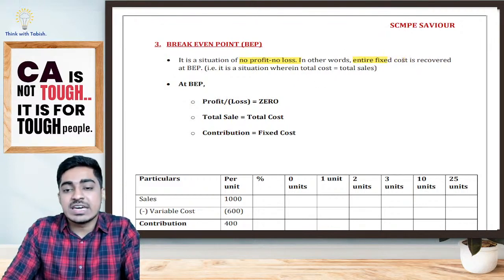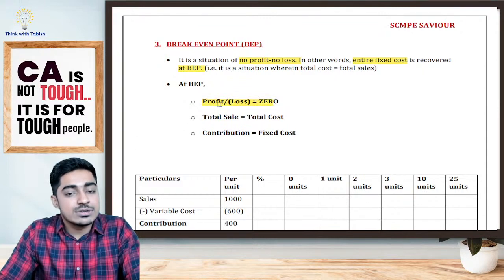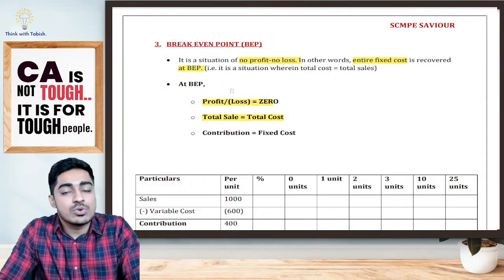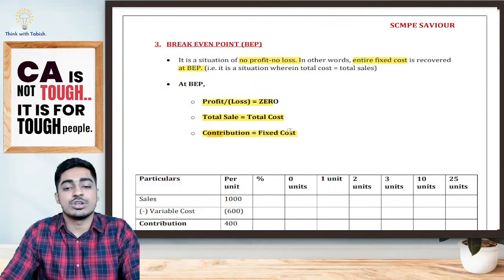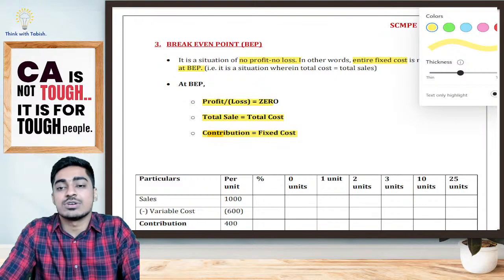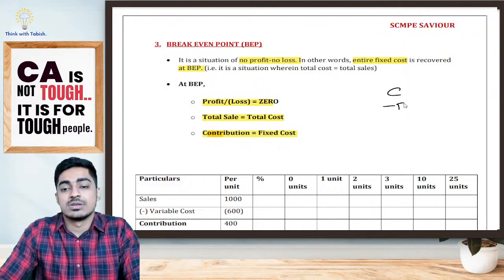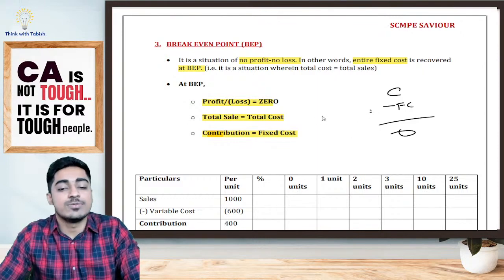That is, my entire fixed cost is recovered. At BEP, profit or loss will be zero. Total sale will be equal to total cost. That is why profit or loss is zero. Contribution is equal to fixed cost. Remember, I have told you contribution minus fixed cost is profit or loss. So if profit or loss is zero, then contribution should be equal to fixed cost.